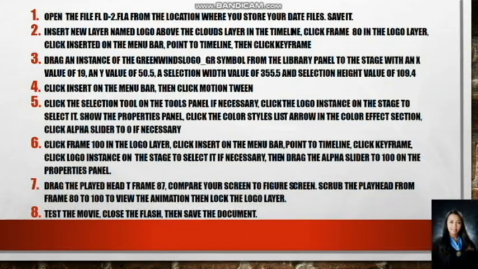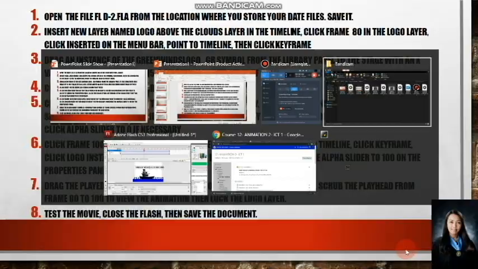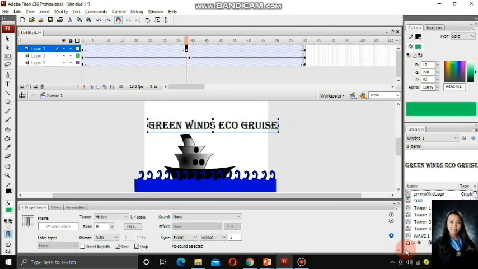Number 4, click insert on the menu bar, then click motion tween. Let's go to Flash. Number 4, the frame span to the right of frame 80 turns blue, which means it is a motion tween span. Next, you adjust the alpha setting for the logo at the beginning and the ending of the tween to achieve the fade-in effect.